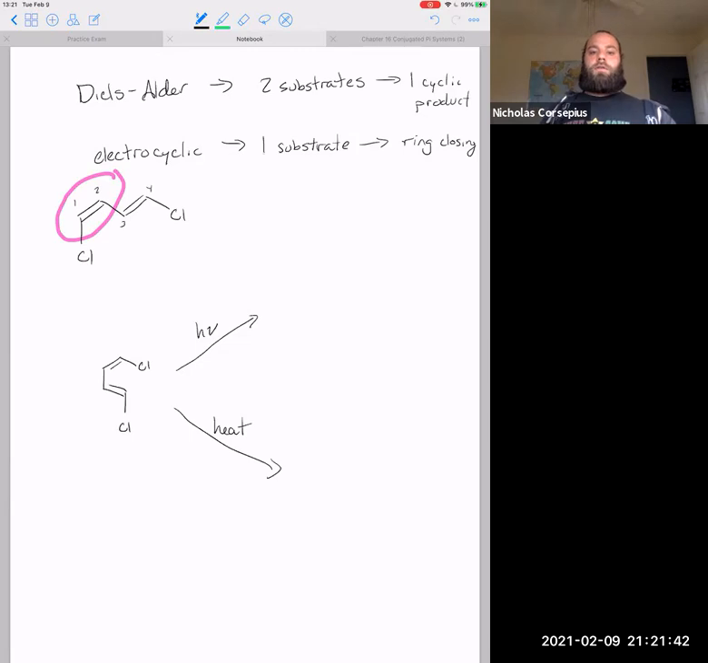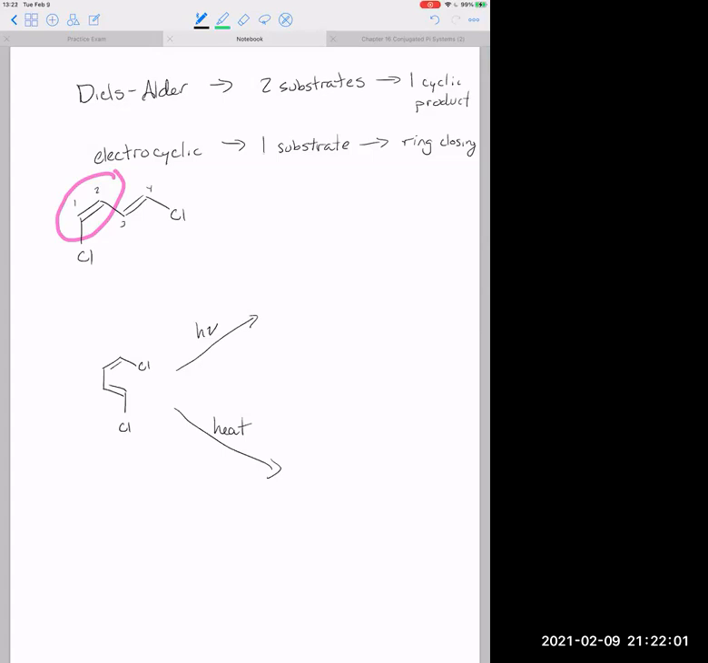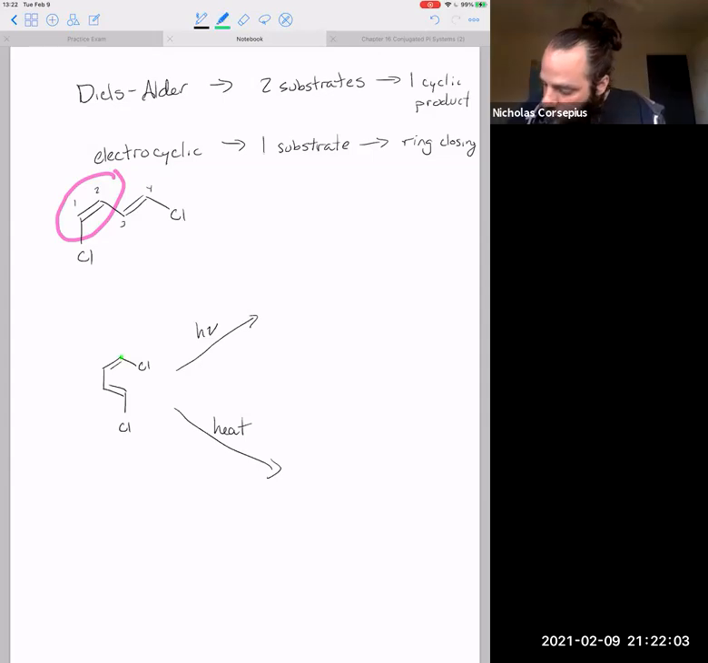Okay, so obviously this has got this heat and light arrow because we get different products, whether this reaction happens in the presence of heat or in the presence of light. I guess first, what is my product going to look like in both cases? I'm going to form this what? A 4-membered ring. Absolutely, right? So I have 1, 2, 3, 4 carbons. So my electrocyclic product will be a 4-membered ring in all cases.